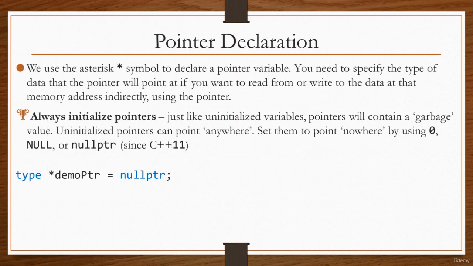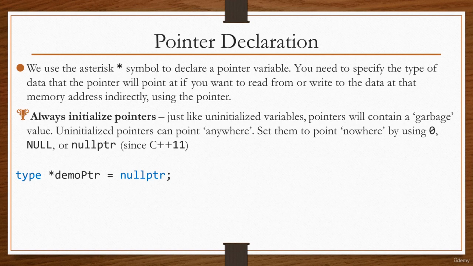Okay, how do we declare a pointer variable? Well, we use the asterisk symbol to declare a pointer variable. So in this context, we are not going to use it for multiplication. We're going to use it to declare a pointer variable. You need to specify the type of data that the pointer will point to if you want to read from or write to the data at that memory address indirectly using the pointer.